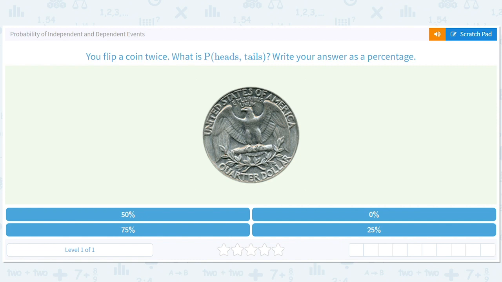And I love probability because it shows up in poker or any sort of card game or sports or a lot of, you know, survey analysis. It shows up everywhere in life. So let's get into it.